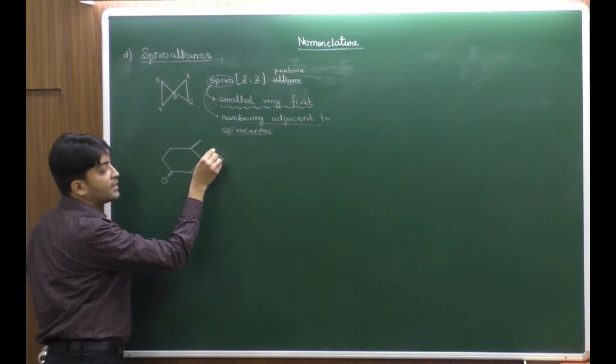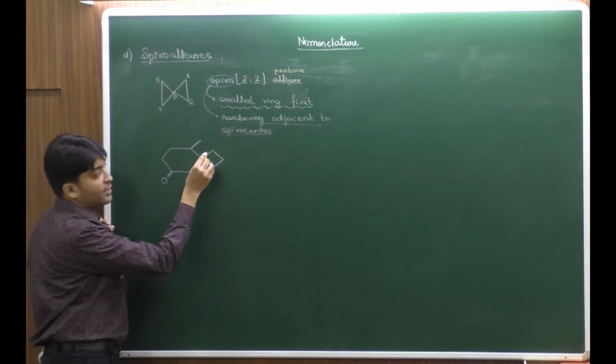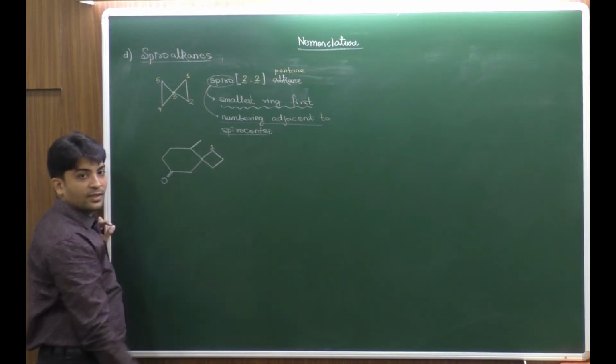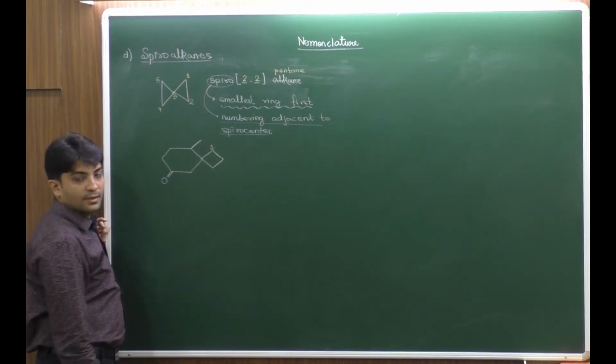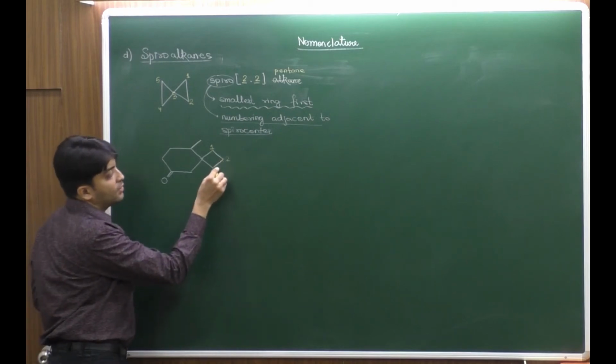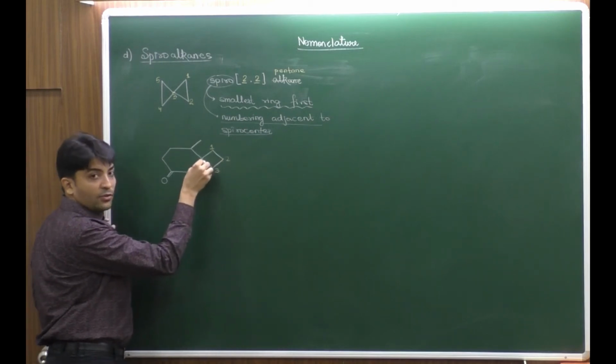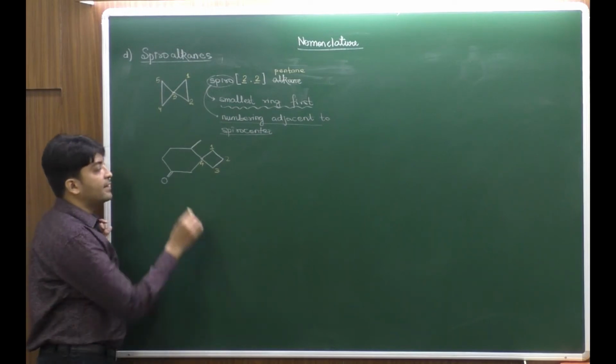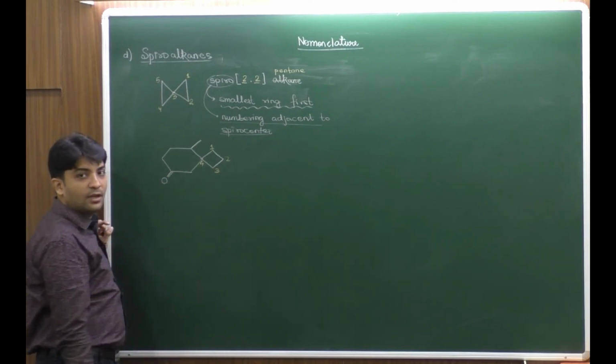So I will start with the carbon adjacent to the spirocenter. So this is 1. Now here I can move in any direction because there is no functional group. All are the same carbon. So it's 2, 3. Come to the spirocenter and now complete the second ring. But the second ring has a ketone, so it has to have a lower number.